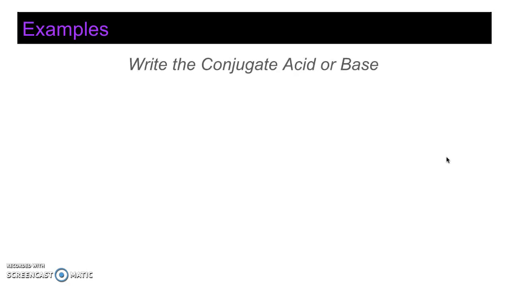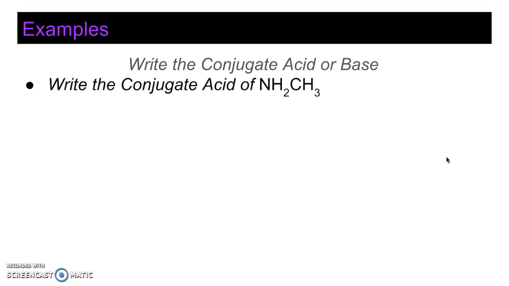So I'm going to ask you to write down the conjugate acid or conjugate base for each of these species, and we'll go through them together. First one asks us to write down the conjugate acid of NH2CH3. This may look a little strange to you because you may not have seen something like this before, but actually you have. NH2CH3 is methylamine.